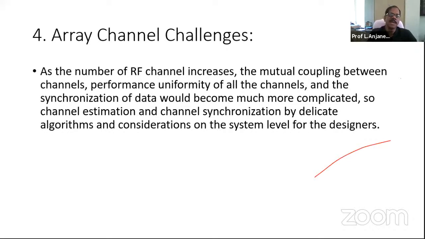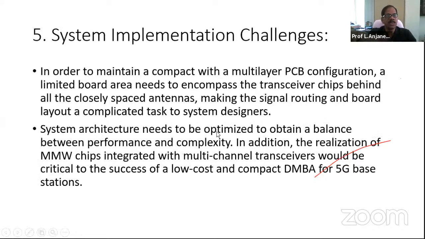Similarly, the fourth challenge is the array channel challenge. I have shown you one array design just now. How do you design an array? Sorry, it's not about the antenna, it's about an array of channels, RF channels. So how do you couple these channels? How do you avoid mutual coupling between channels? How do you maintain synchronization? How do you collect the data? It's very complicated. So what we need is called channel synchronization, and delicate algorithms are required. So these are the various things.